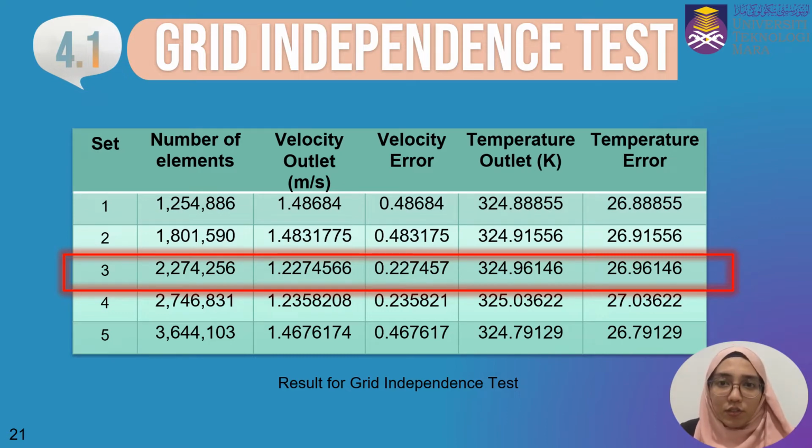This can be concluded that at the third set of elements, the result is grid independent, where it can reduce the simulation time and lower the memory needed with an accurate result. Hence, the third mesh is chosen for the further simulation.